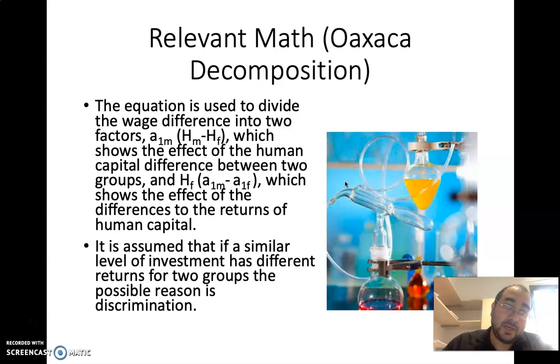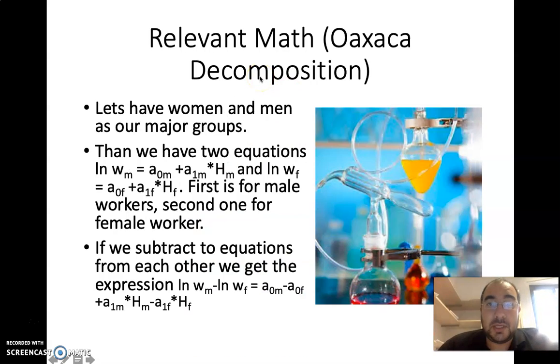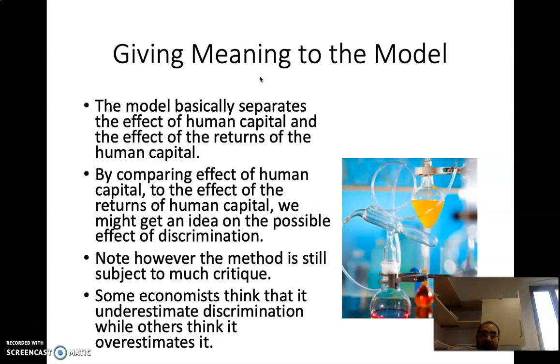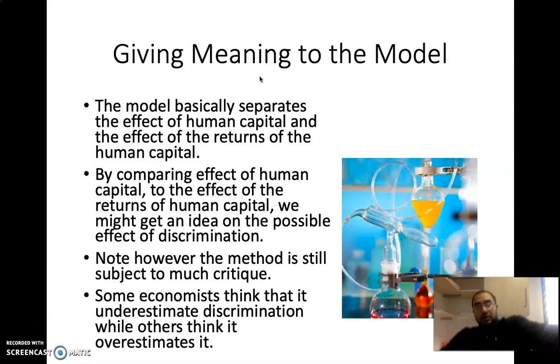The decomposition I have mentioned here with A1M and A1F is called Oaxaca decomposition. Actually, Blinder-Oaxaca, I believe, but you can also search for Oaxaca decomposition if you're interested. The model basically separates the effect of human capital and the effect of returns to human capital. By comparing the effect of human capital and the effect of returns to human capital, we might get an idea of the possible effect of discrimination. And of course, the method is still subject to a lot of critique from both sides.